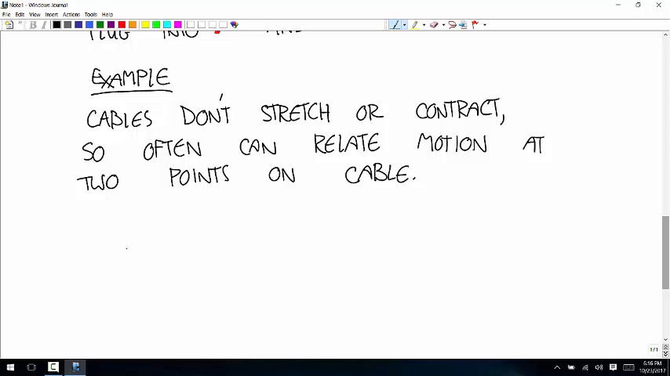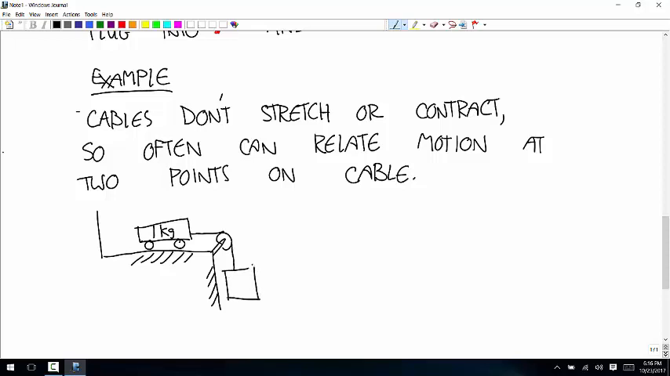Okay, so here's the example I'm going to use. Let's say that we have this ledge. There's a cart on the flat part. Let's say that has a mass of 1 kilogram. And then there's a pulley over the corner. And a cable goes over the pulley that connects the 1 kilogram mass to a hanging mass. Let's say this is 0.2 kilograms.